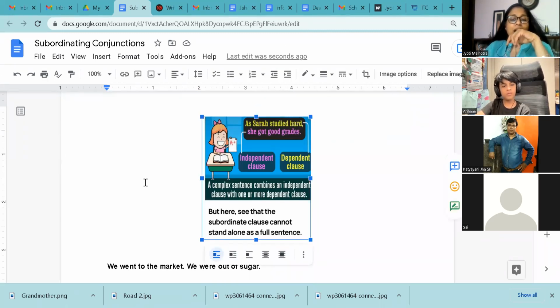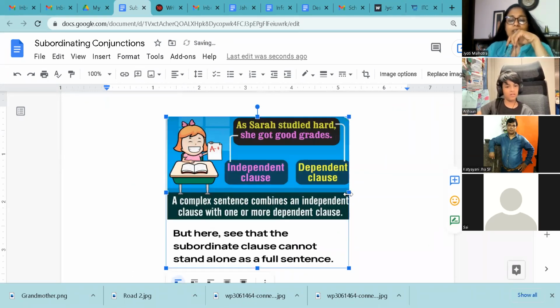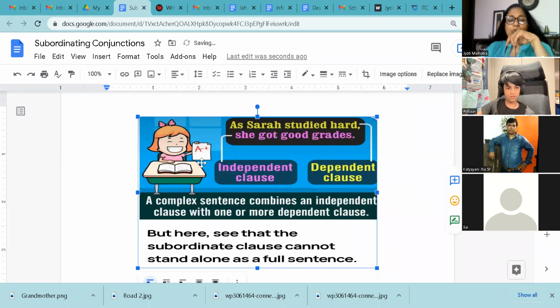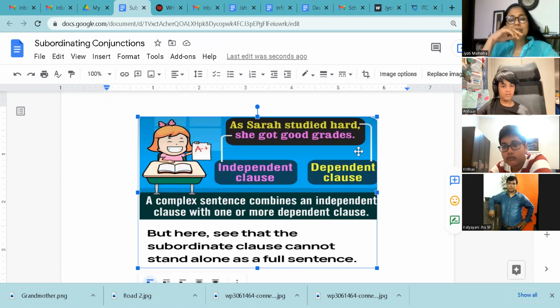Okay. And does anybody know anything about complex sentences and compound sentences? Pritham, do you know? Okay, never mind. I'll explain it to you. Okay, Kritham, can you read this sentence? As Sarah studied hard, she got good grades. Which one is the independent clause? Please read that. She got good grades. Very good. And which one is the dependent clause? Sarah studied hard. Yes, and it is combined by the conjunction as.